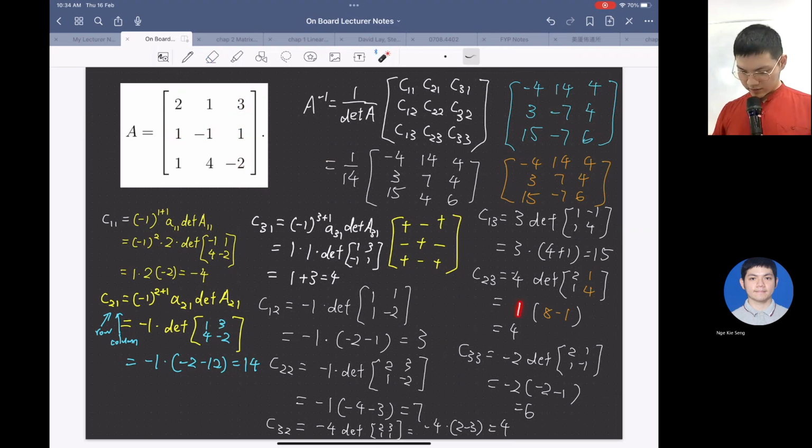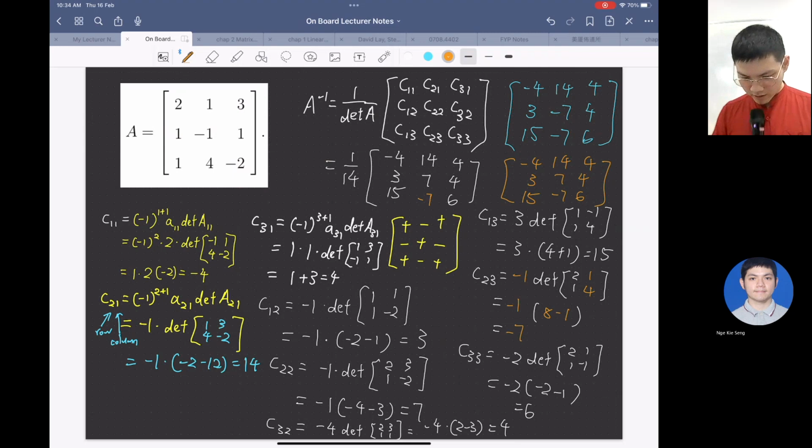Okay. This is a 7. Okay. This one, no issue. 2, 3 is 7. Minus coming from the sign. Good. This is a minus 7. So minus 7. Okay, so we have some disagreement at C22.